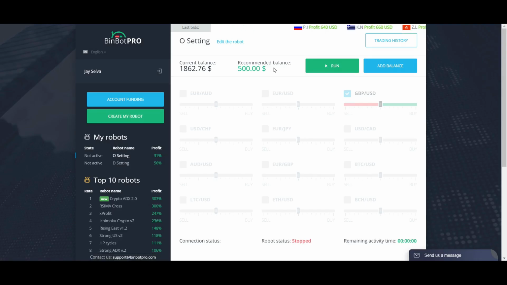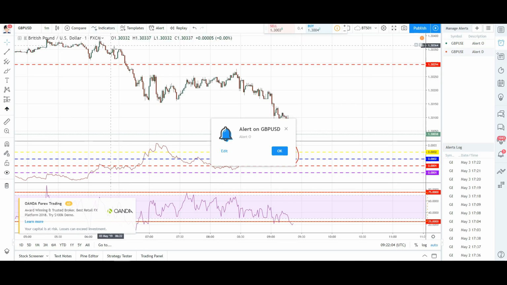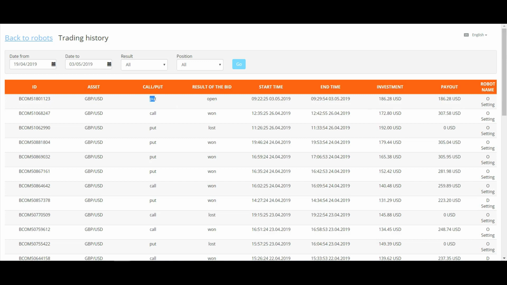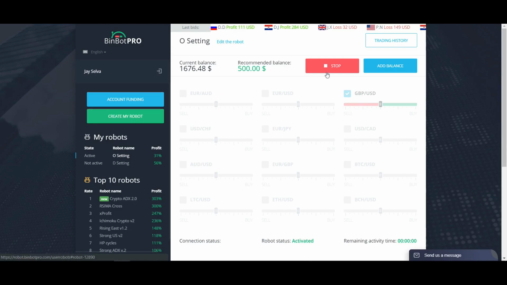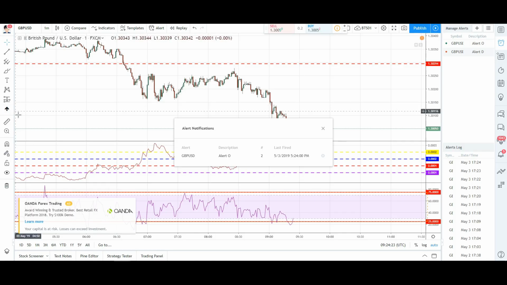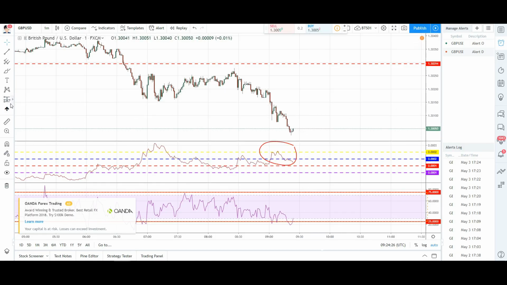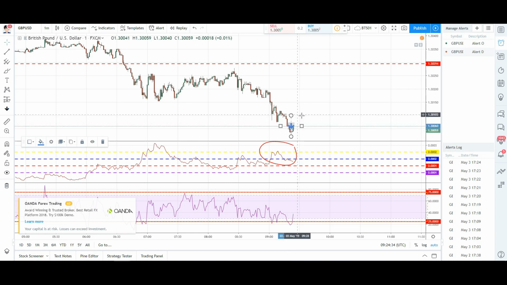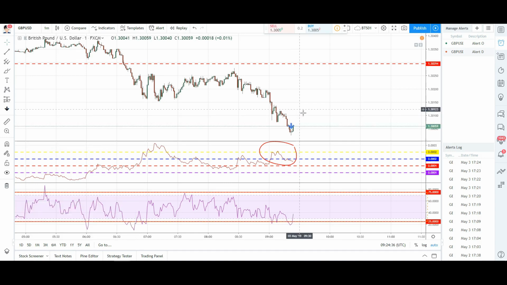Okay, so basically the RSI is still outside. I'm going to turn on the O setting right now and wait for a trade. Okay guys, so there's already a put trade on 9:22, so let me turn off the robot. Put trade at 9:22. Okay, so it's over here. Alright, so basically we just have to wait for the trade to expire.